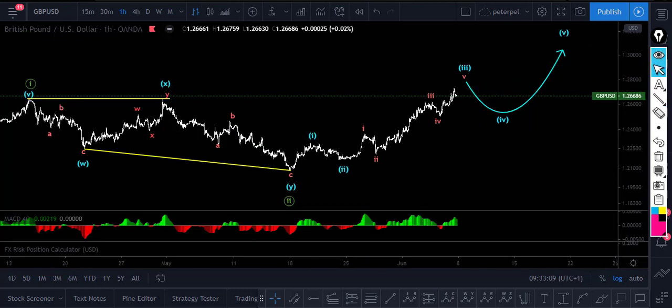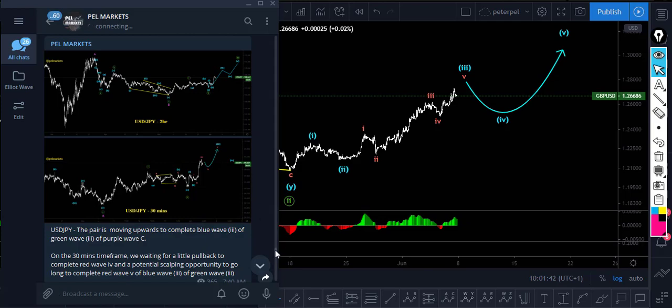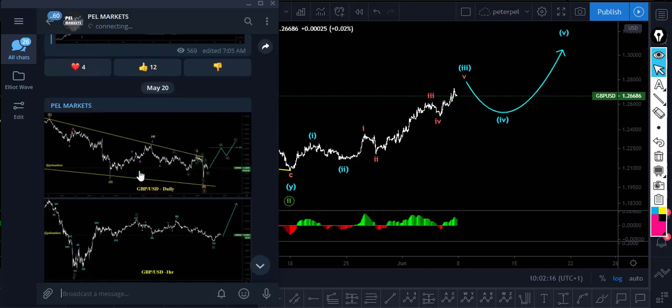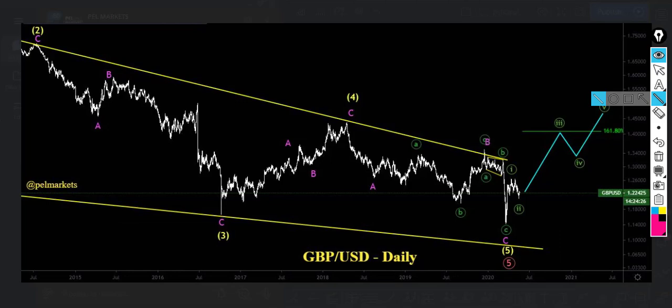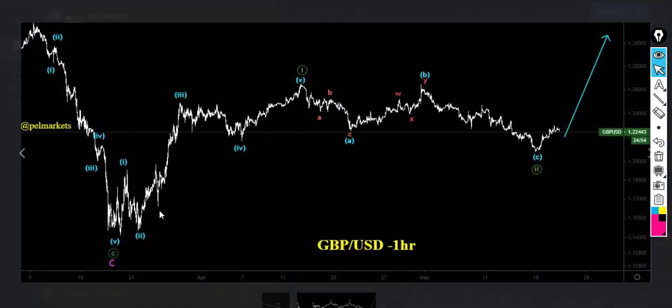The next pair we'll be looking at is Great British Pound. On Great British Pound, I think I posted some time ago, I think May 20th. So May 20th, we posted an analysis on Great Britain Pound, on the daily time frame. We were anticipating a push higher to complete green wave 3 before we move downwards. On the lower time frame, we had an impulse up for green wave 1, then a correction to end green wave 2. So we forecasted that the next impulsive wave for green wave 3 is starting, so we are anticipating a move upwards.